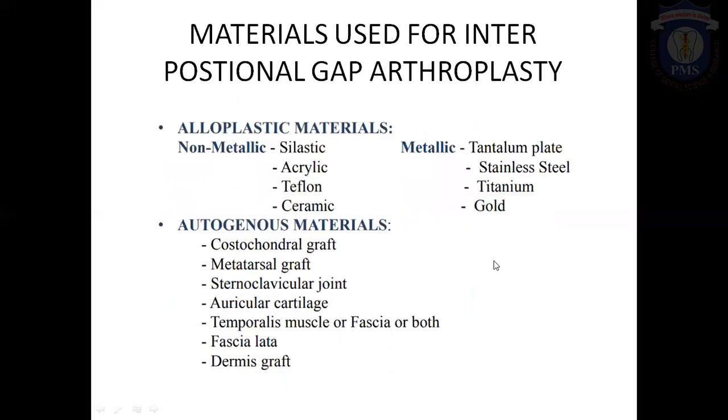The materials used for interpositional gap arthroplasty: one is alloplastic material, which includes metallic and non-metallic substances. Non-metallic ones are elastic, acrylic, Teflon, ceramic. Metallic ones are tantalum plates, stainless steel, titanium, gold. And autogenous materials include costochondral graft, metatarsal graft, sternoclavicular joint, articular cartilage, auricular cartilage, temporalis muscle, fascia lata, and dermis graft.